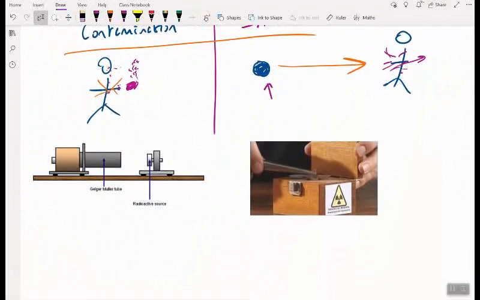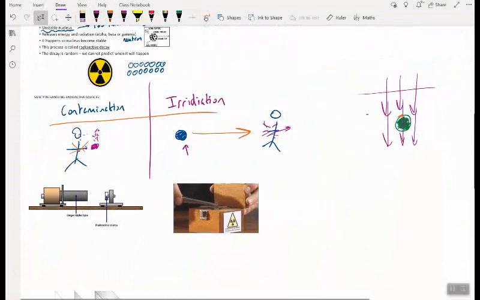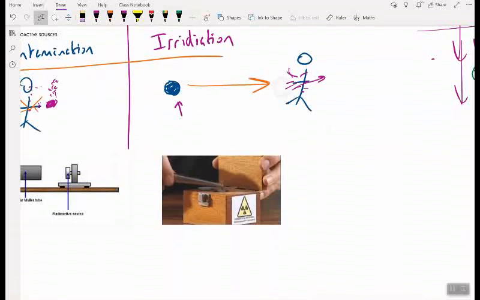So what is this experiment? What are some safety precautions first? To prevent irradiation, that's with an A there, sorry, I spelled that incorrectly.